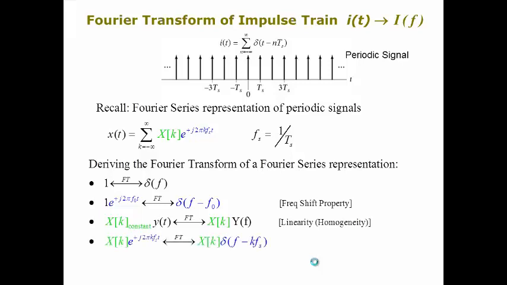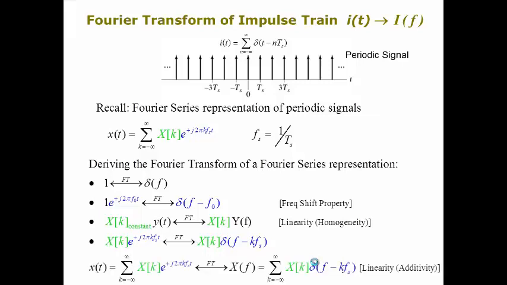So if I know the Fourier transform of this exponential is a shifted delta, and I multiply that exponential by even a complex constant, I'm just going to multiply this by the same complex constant. And that's looking like that. I can make this look like this by making a linear sum of all these guys. And linearity says if I sum stuff here, I sum stuff here. So give me a Fourier series: its Fourier transform is a bunch of shifted delta functions weighted by the Fourier series coefficients of the original waveform, and located only at integer multiples of the fundamental frequency of your Fourier series.